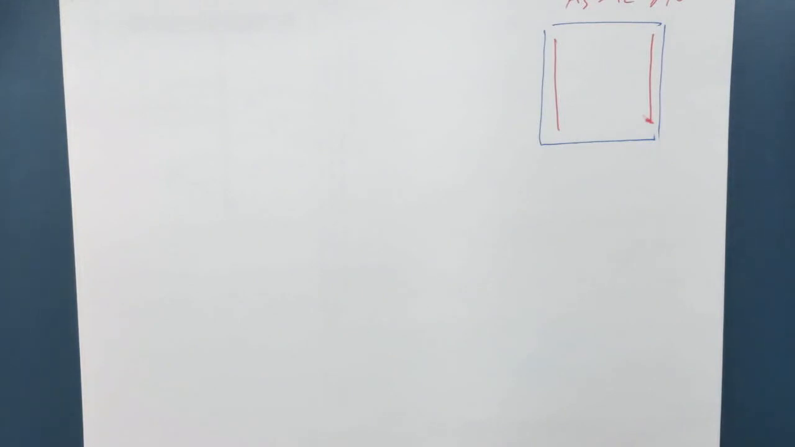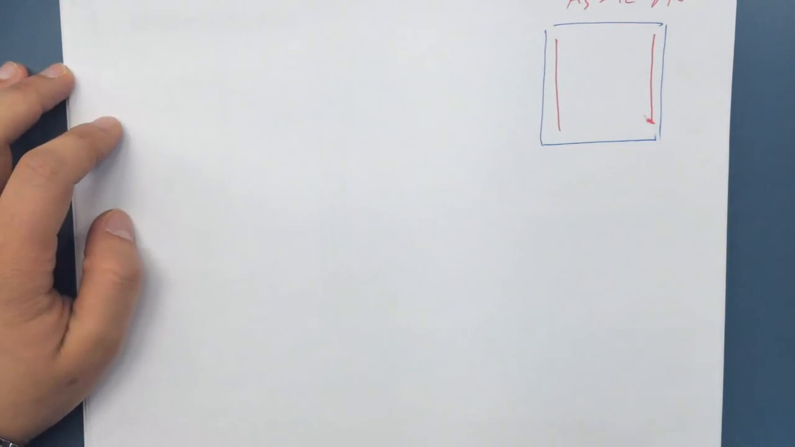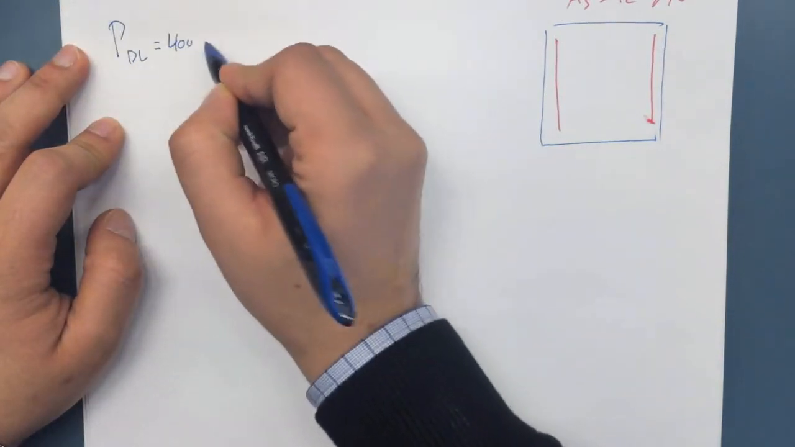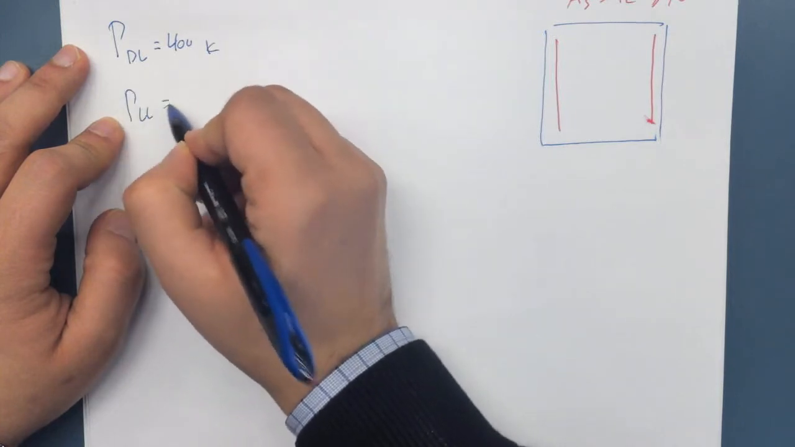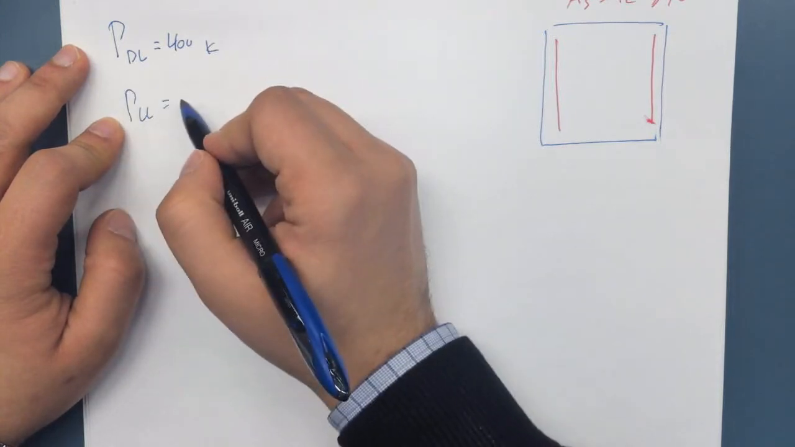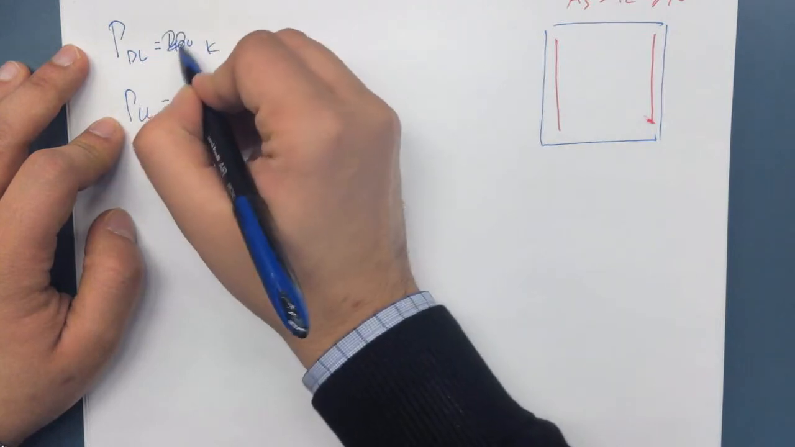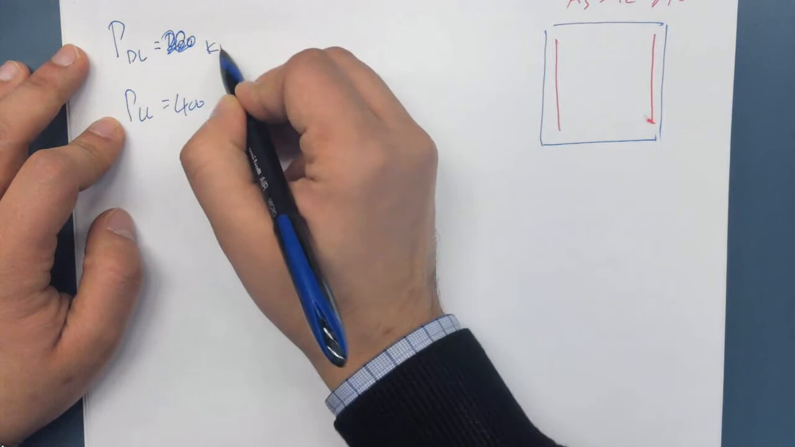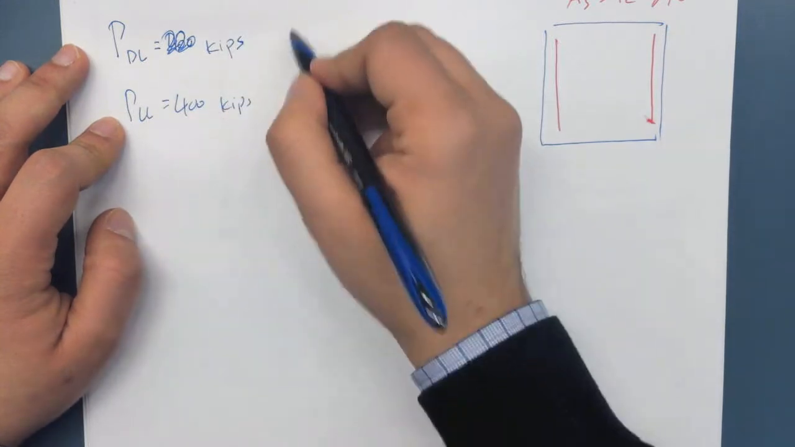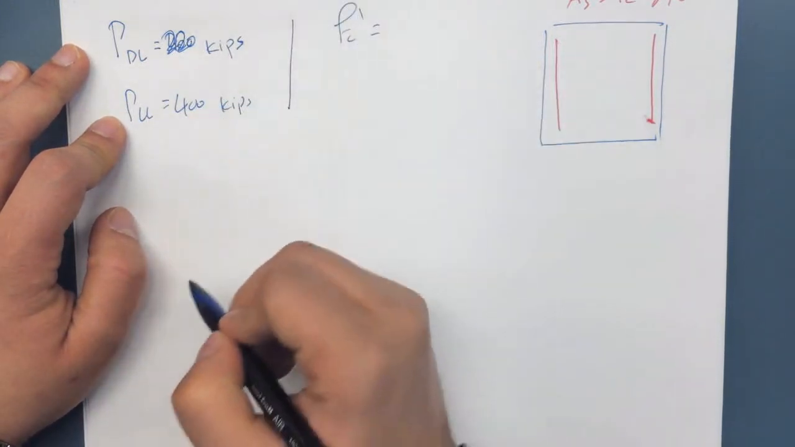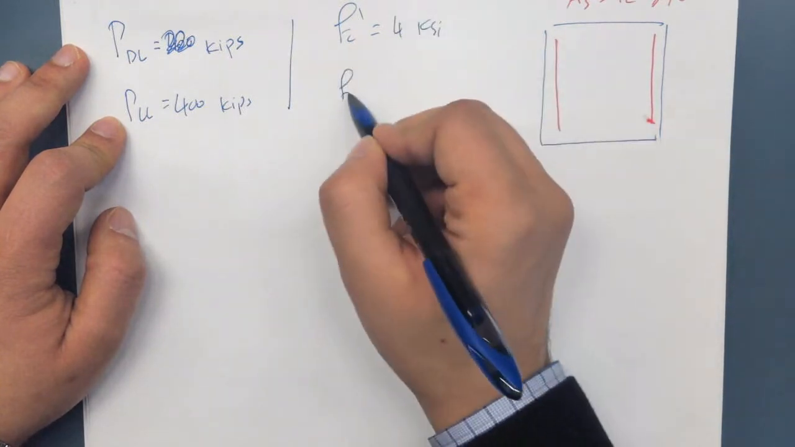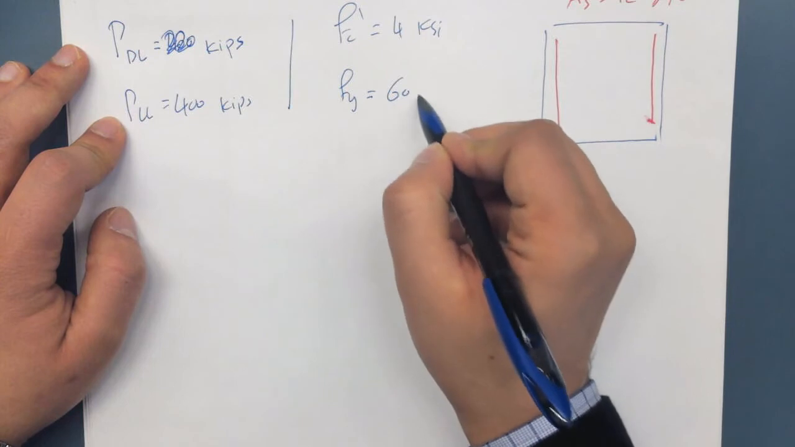And knowing that the dead load is equal to 400 kips, and the live load is equal to, no, this is 220. The dead load is 220 kips, and the live load is 400 kips. And knowing that also f'c is equal to 4 ksi, and fy is equal to 60 ksi.